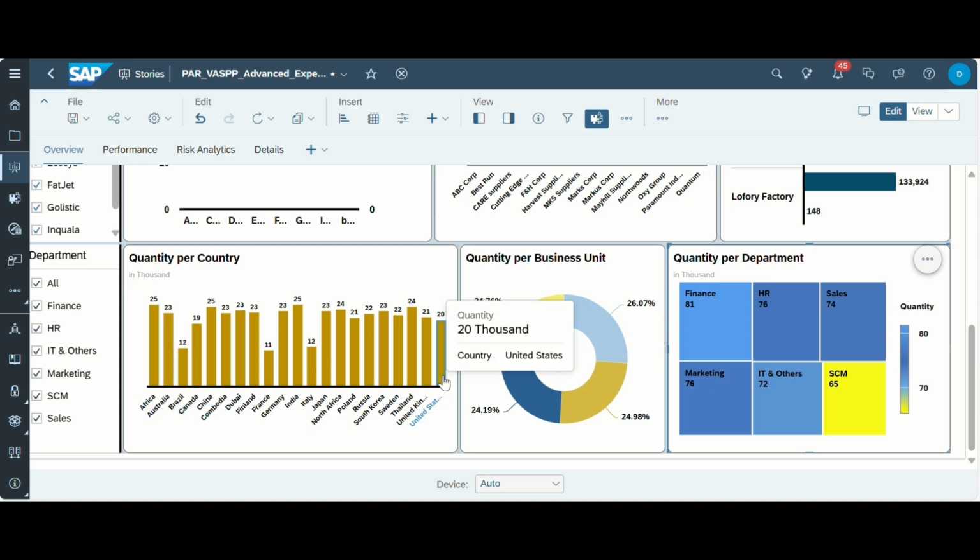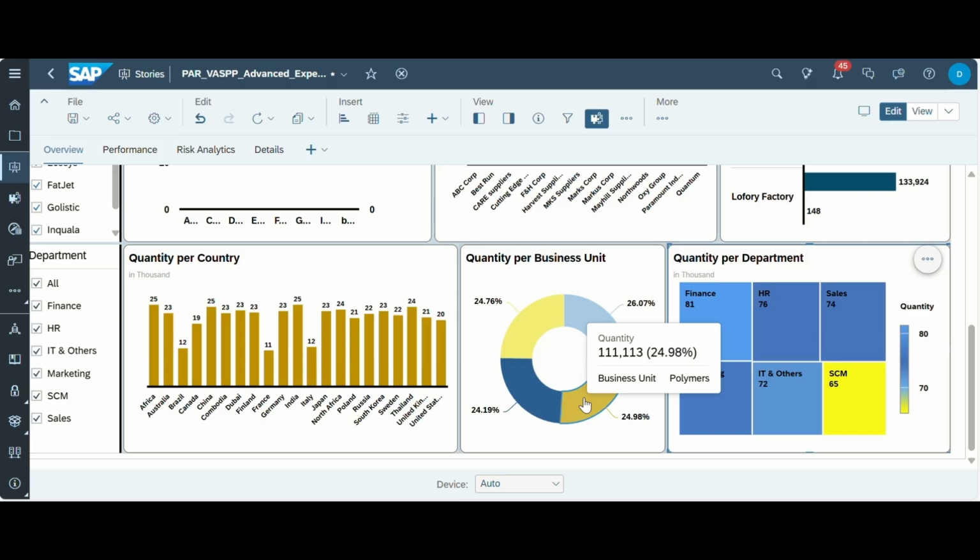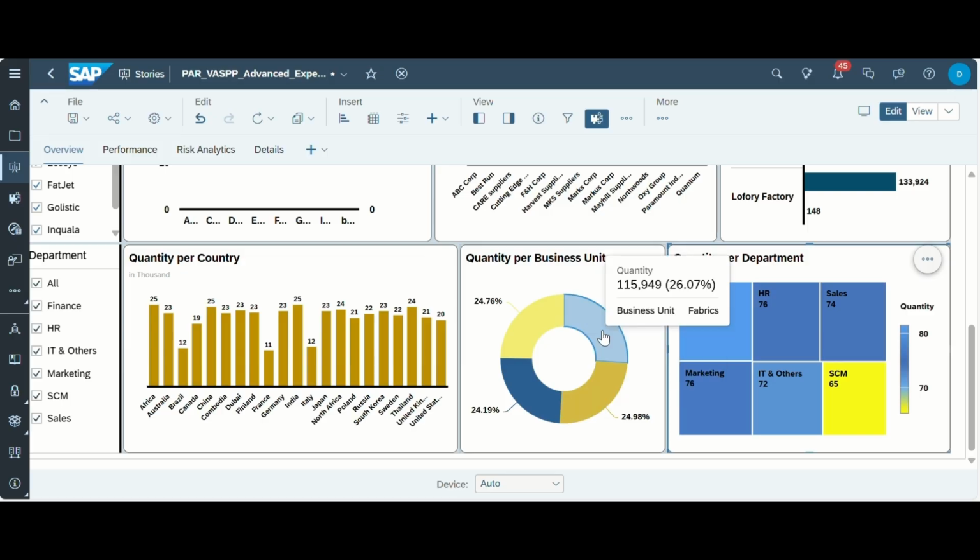Whether you're sourcing locally or globally, this chart supports better visibility into your supply chain footprint and helps you develop stronger regional sourcing strategies. Moving on to quantity per business unit, displayed as a donut chart. This visualization breaks down spend across business units. It ensures that your procurement is in line with strategic goals and highlights which parts of the organization are driving the most purchasing activity.